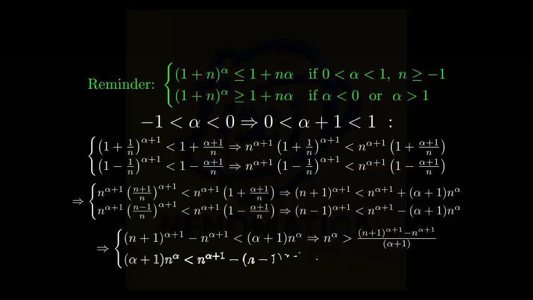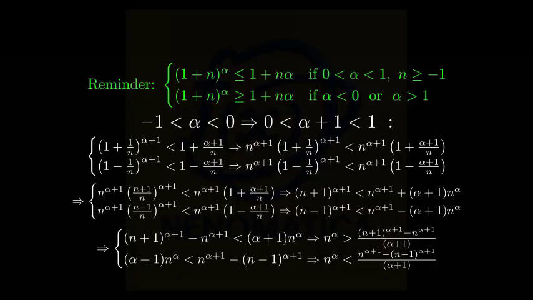From the first inequality, we subtract n to the alpha plus 1 from both sides, and get that n plus 1 to the alpha plus 1 minus n to the alpha plus 1 is less than alpha plus 1 times n to the alpha power. From the second inequality, we can rearrange to get that alpha plus 1 times n to the alpha power is less than n to the alpha plus 1 minus n minus 1 to the alpha plus 1 power.